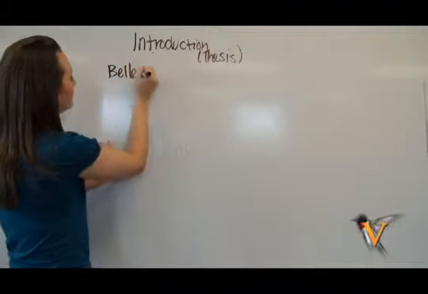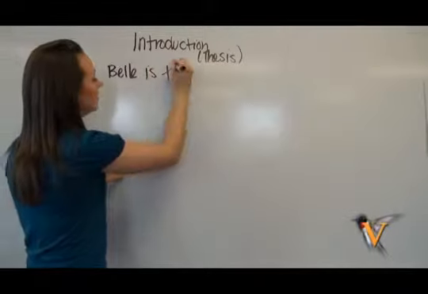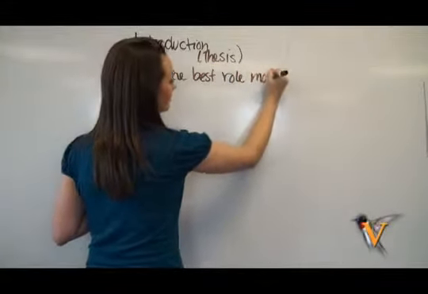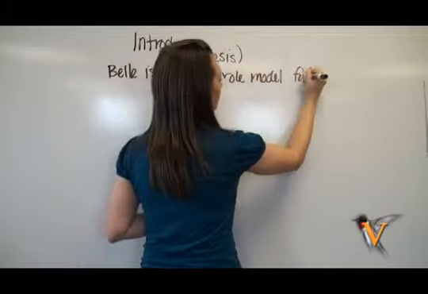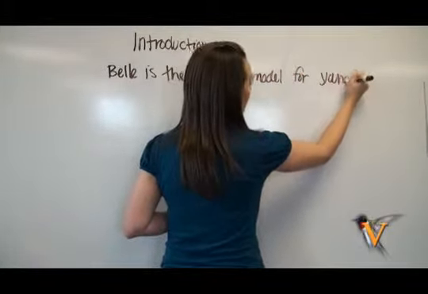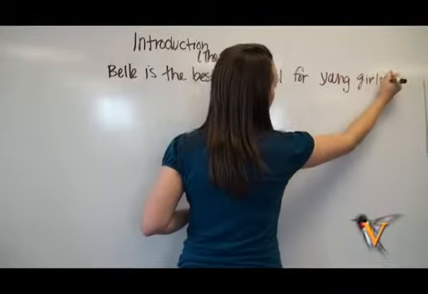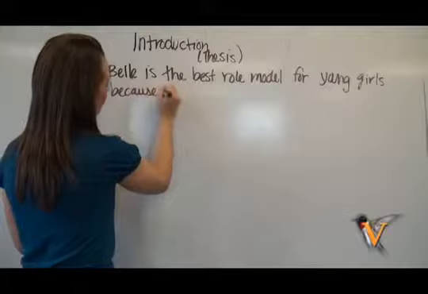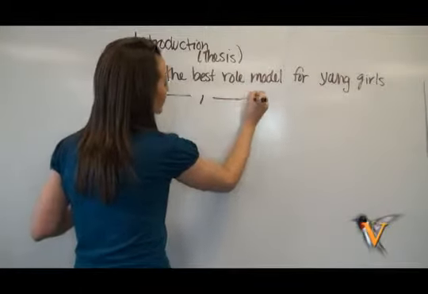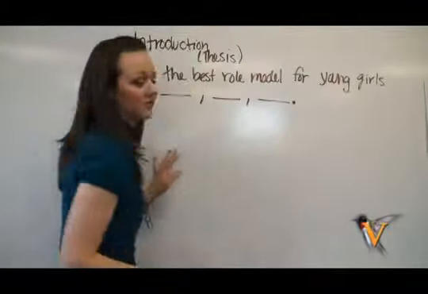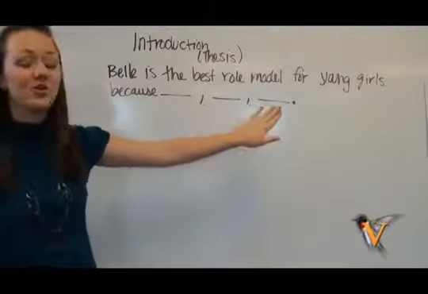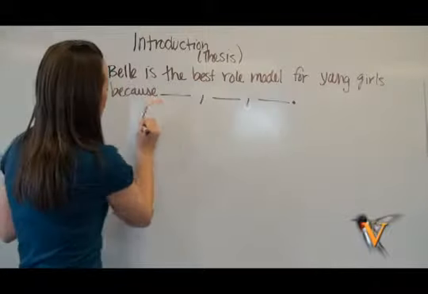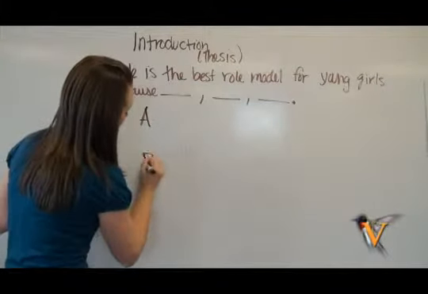Belle is the best role model for young girls because, and then you're going to fill in the blanks. These blanks are where you're going to fill in details from that mind map that you did earlier. And you get those, again, down here.